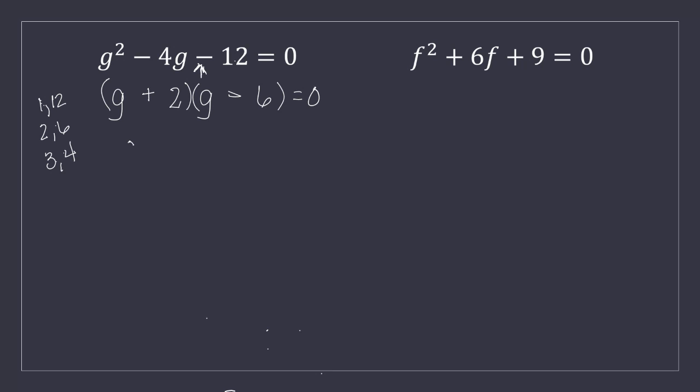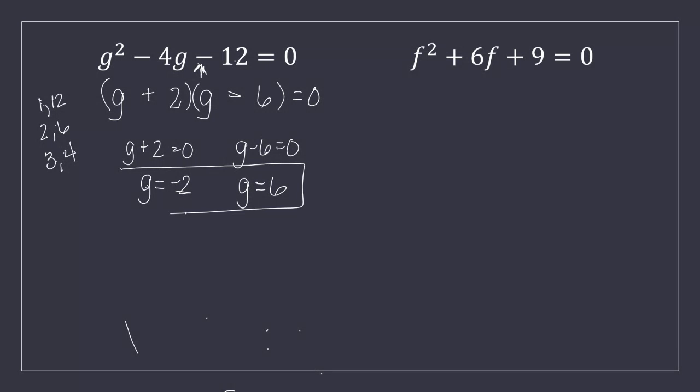Now I'm going to solve each of these again. I'm going to say g plus 2 equals 0, subtract 2, and g equals negative 2. Same thing over here, g minus 6 equals 0, add 6, and I get g equals 6. I hope you are starting to see a little bit of a pattern with what's in the parentheses and how we get our answer, but I'm going to hold off on that for a minute. Let's factor this next one.